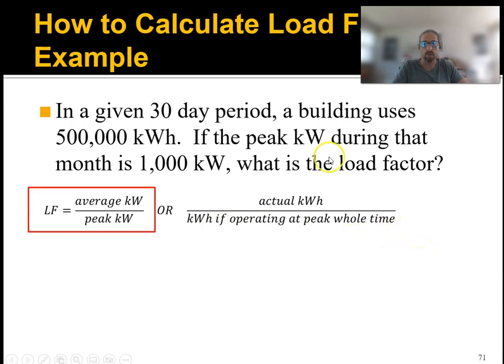So let's start with the first one. Okay, so we have a 30-day period. A building uses 500,000 kilowatt hours. If the peak demand was 1,000 kilowatts, what is the load factor? So feel free to press pause and see if you can calculate it using this formula.